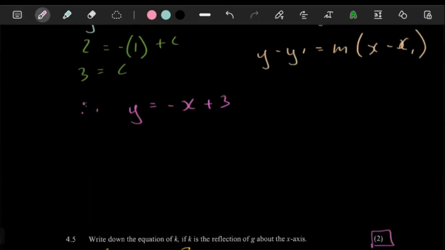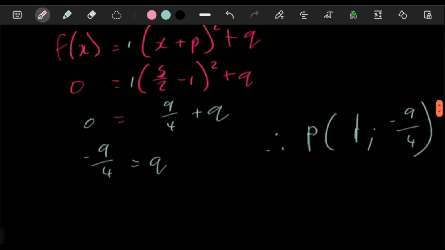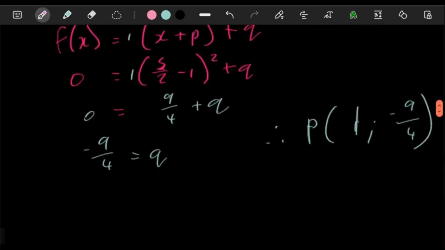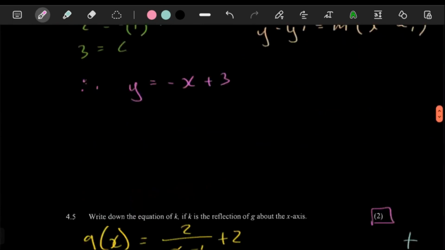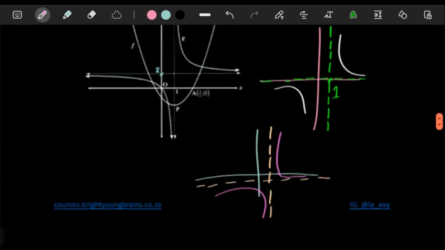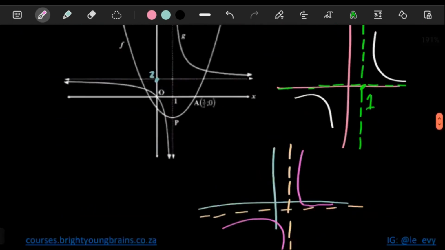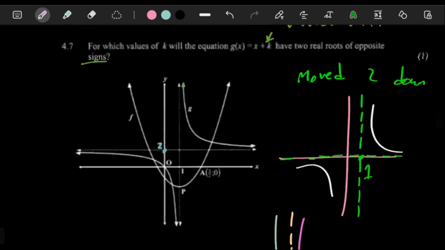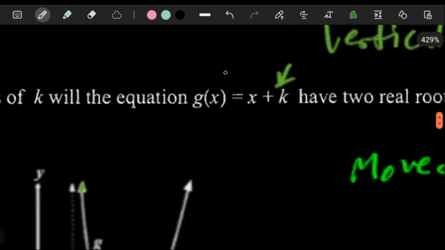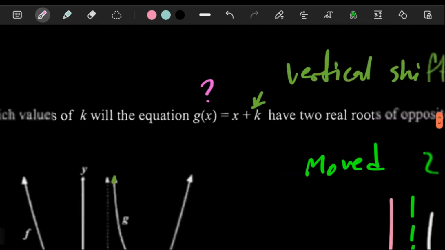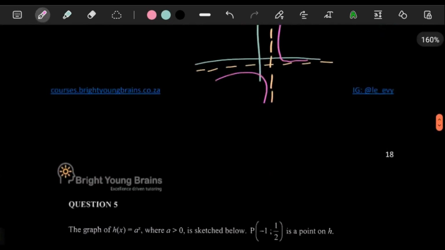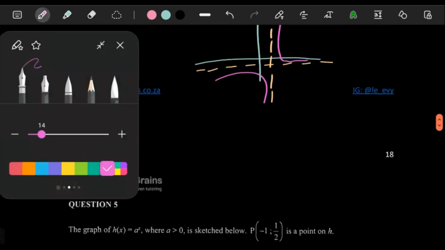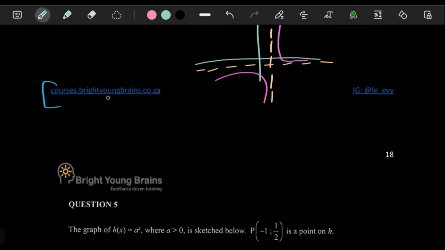hyperbola, a hyperbola cannot necessarily have two x-intercepts. What's important is the fact that a hyperbola cannot have two roots. So there's something wrong with this question. I think they meant G. So here I would put a question mark. Logically speaking, G cannot have two roots, so there's something wrong with the question for this one.